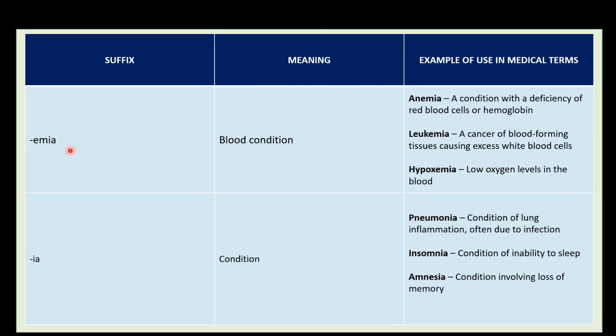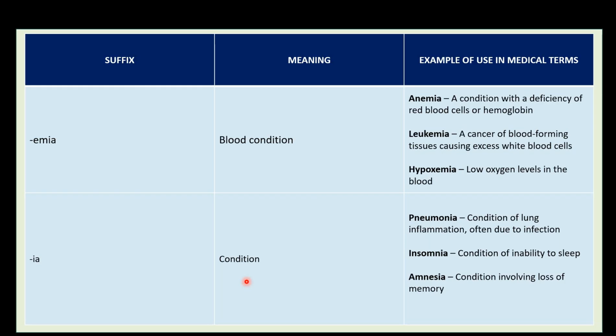Okay, fine. Likewise, we have ia. Ia means it is again related to some condition. Now remember one thing: in medical terminology, if I say that this is the suffix we use to denote a condition, that doesn't mean this is the only suffix. There are many alternatives to denote one condition, so don't get confused. There are many alternatives for each and everything.